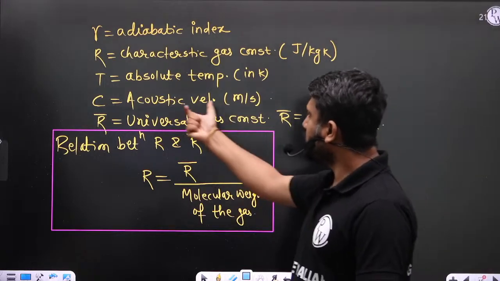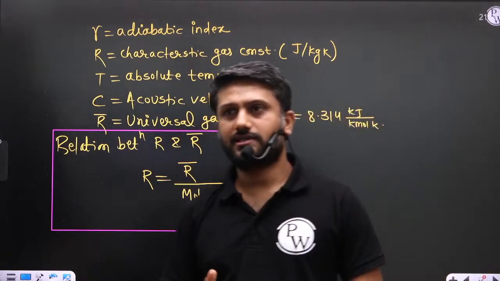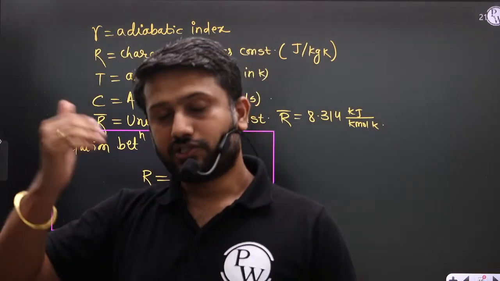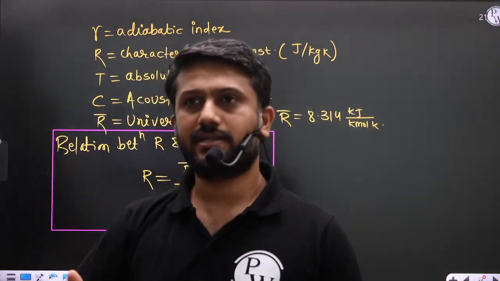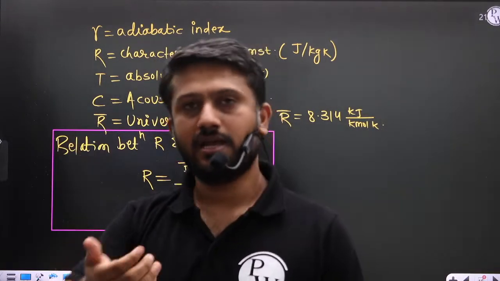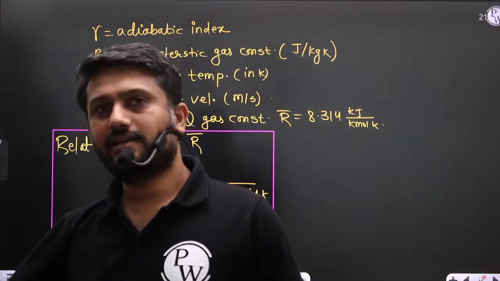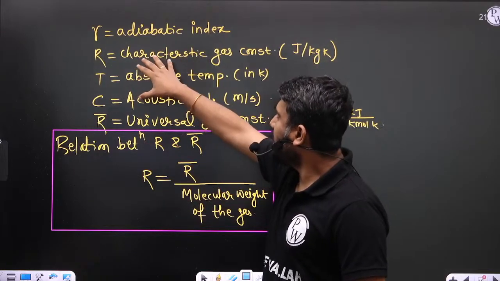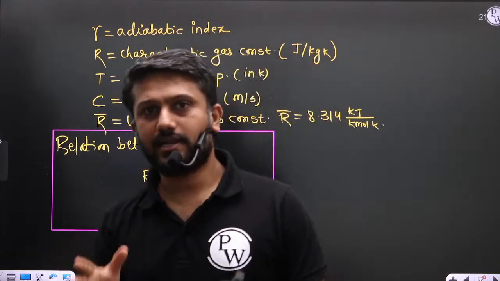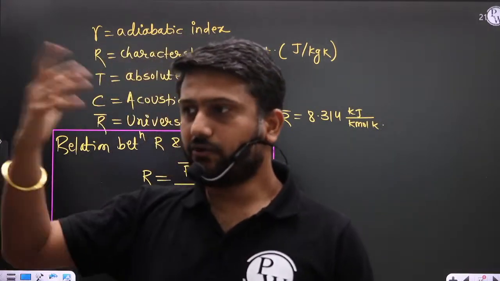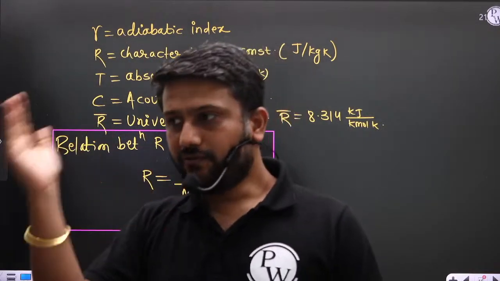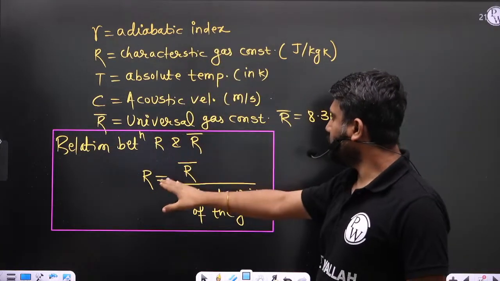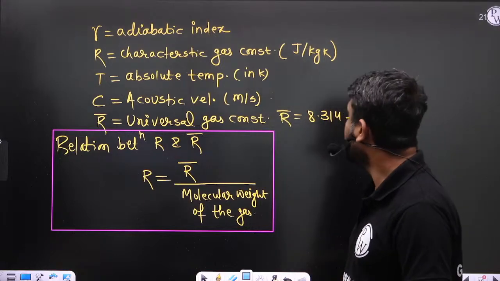And why is R bar called the universal gas constant? Because that R bar is the same for every gas. The R bar does not change from gas to gas. If you consider oxygen, R bar is 8.314. If you consider nitrogen, R bar is 8.314. If you consider CH4, R bar is 8.314. This R is a characteristic gas constant, and it varies from gas to gas. If you consider oxygen, R is different. Nitrogen, R is different. CH4, R is different. So this is the characteristic gas constant, and this is the universal gas constant. I hope you can understand this.